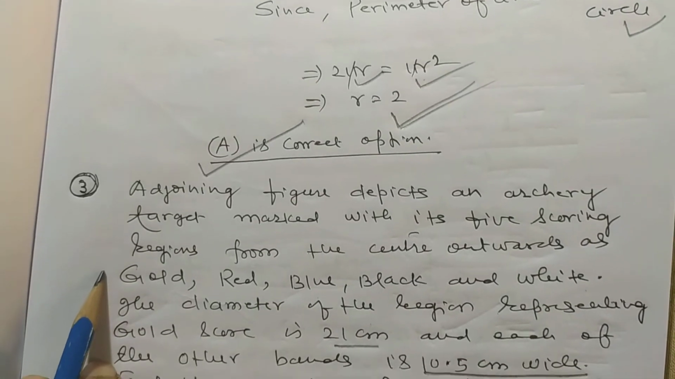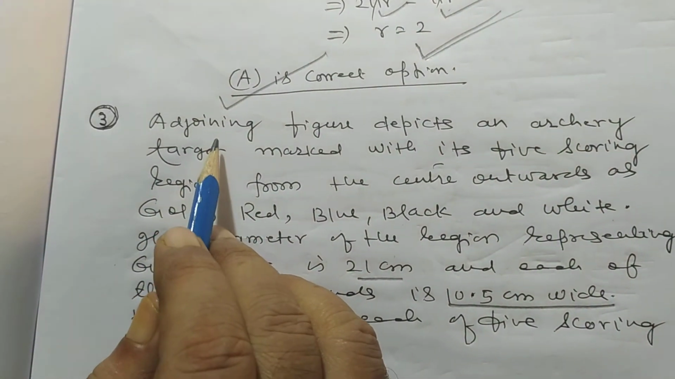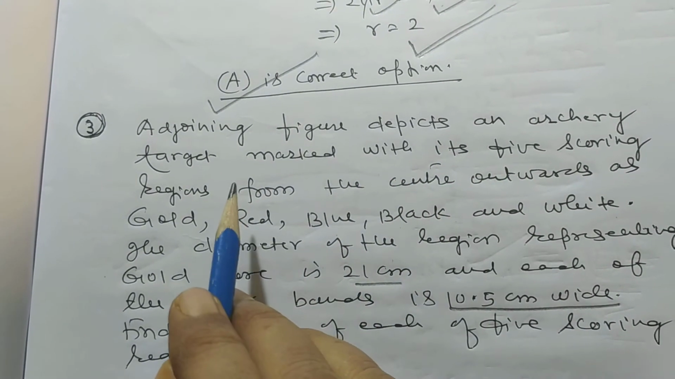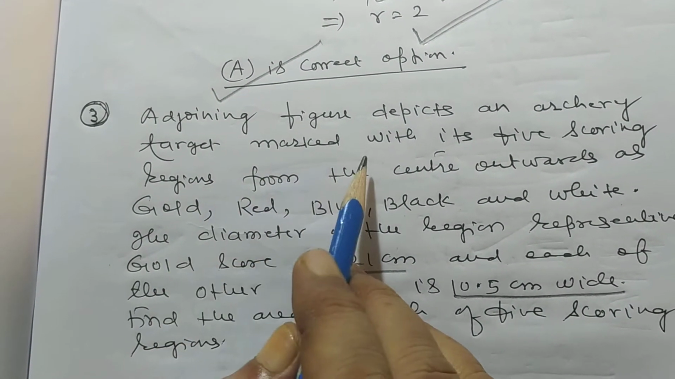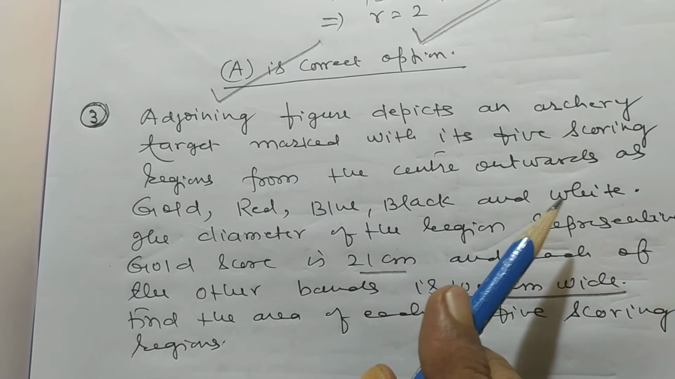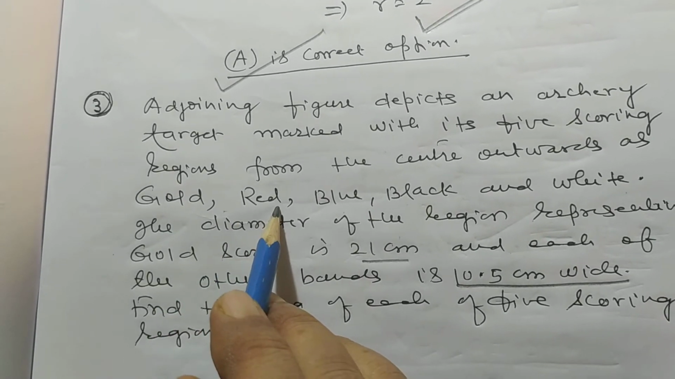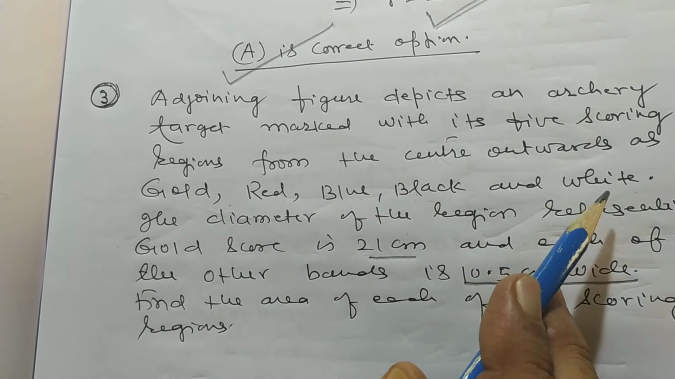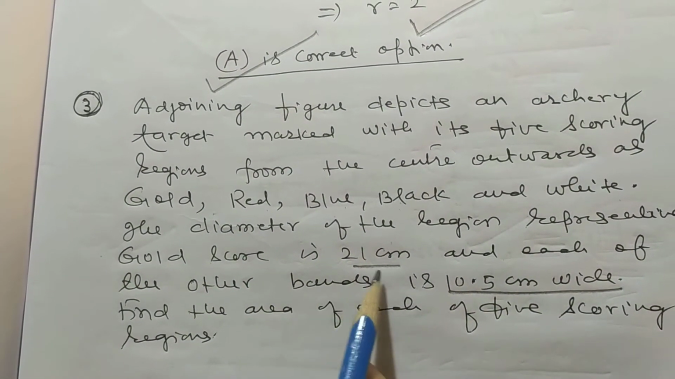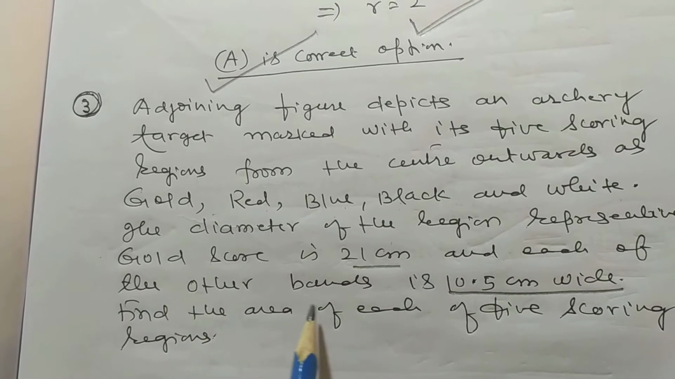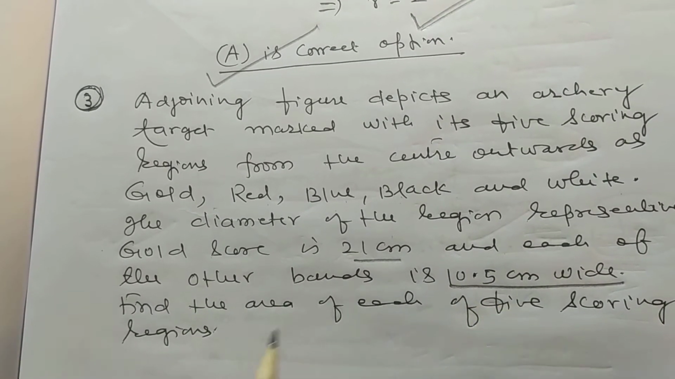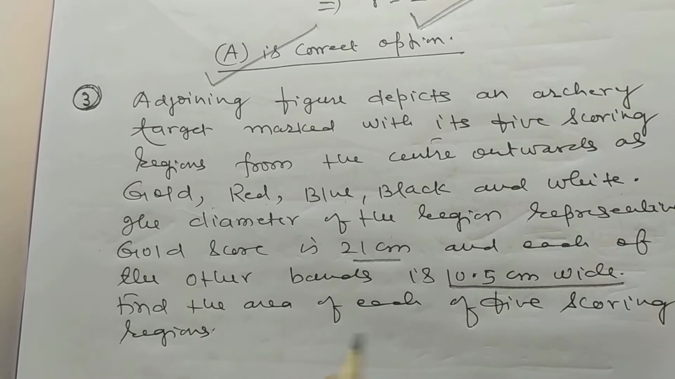So my dear student, now I want to solve problem number 3. The adjoining figure depicts an archery target marked with its 5 scoring regions from the center outwards as gold, red, blue, black and white. The diameter of the region representing gold score is 21 centimeter and each of the other bands is 10.5 centimeter wide. Find the area of each of the 5 scoring regions.